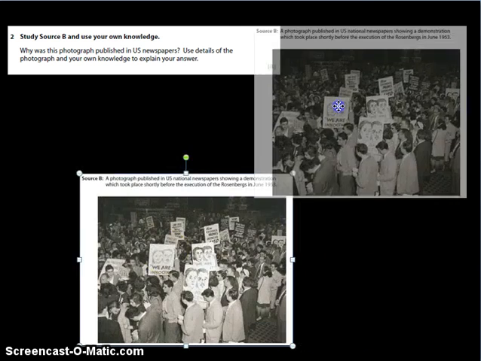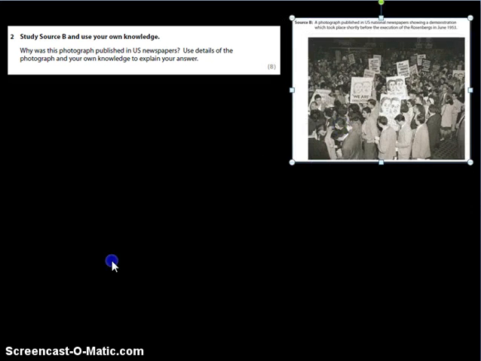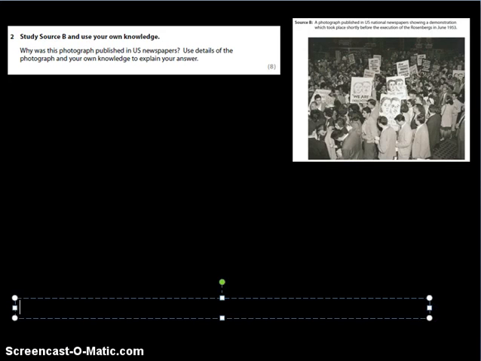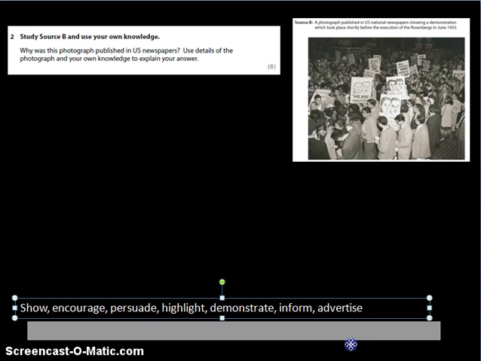Now, I'm just going to put this up here. There are some particular things that the examiner is looking for in your answer to this question. The first thing that I'm just going to put down at the bottom are some words that you should and could be using when you are trying to explain the purpose of a source. So show, encourage, persuade, highlight, demonstrate, inform. You could have other words like advertise. I might leave it there for a second, and if I think of some more, I will come back and use those.